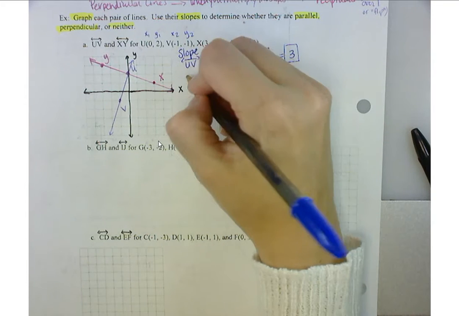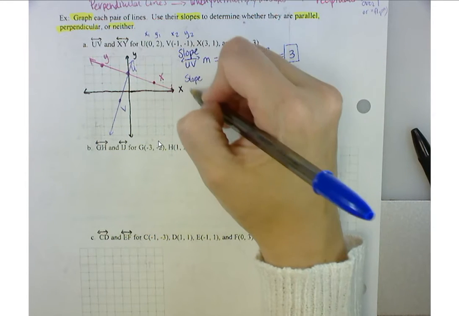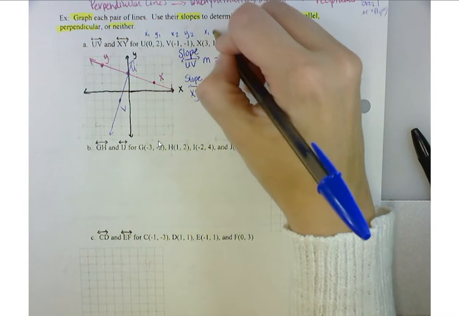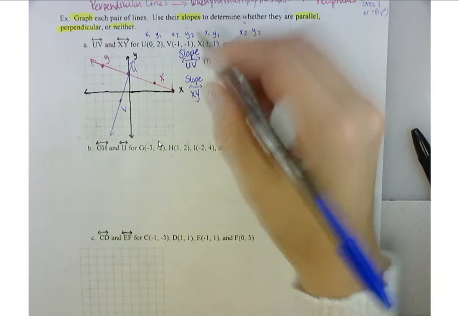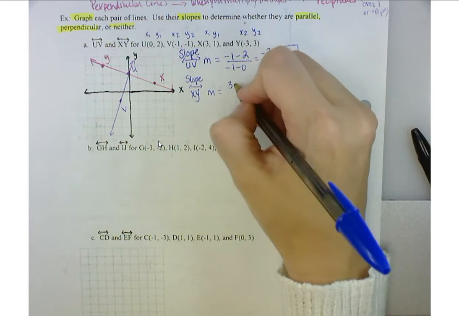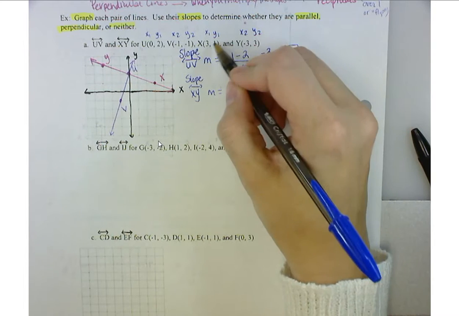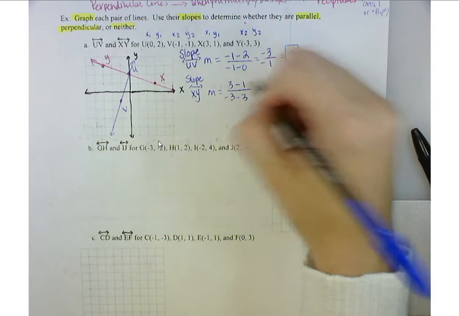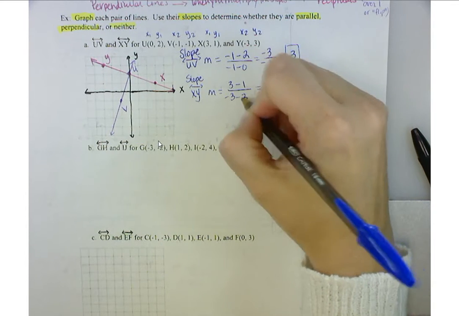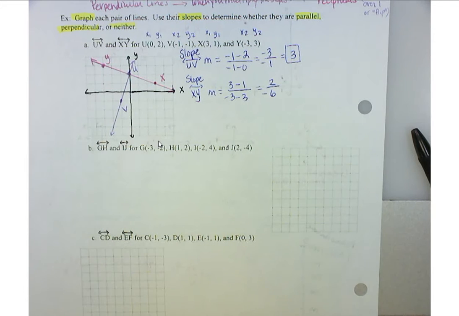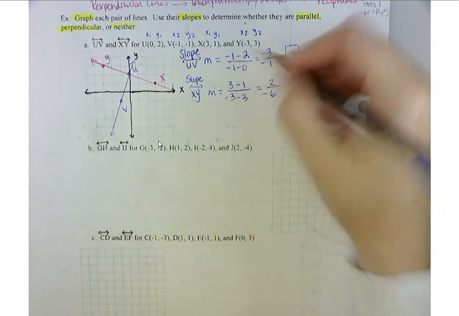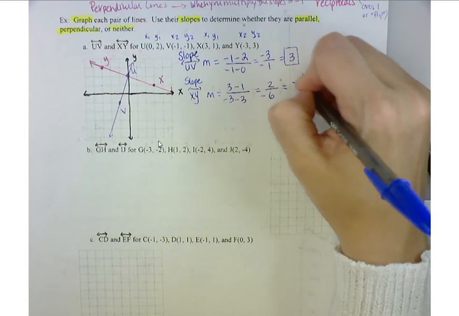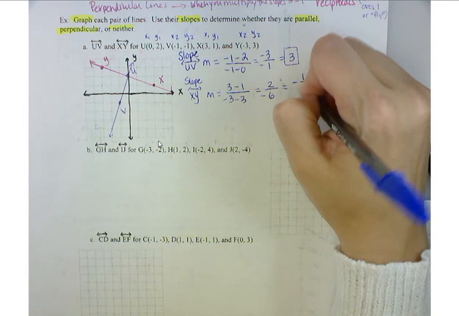Okay, so now we're going to find the slope of XY. So this is my x1, y1, my x2, y2. So I have 3 minus 1, and then negative 3 minus 3. So 3 minus 1 is 2, negative 3 minus 3, negative 6. Remember, you always have to reduce. So what goes into both? 2. So if you divide by 2 on the top and the bottom, you'll get negative 1/3.